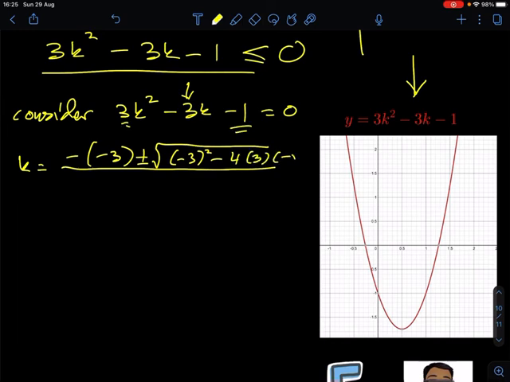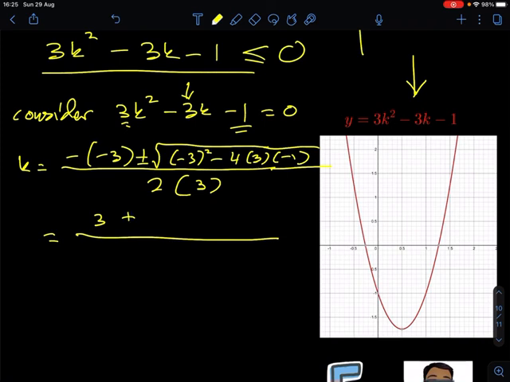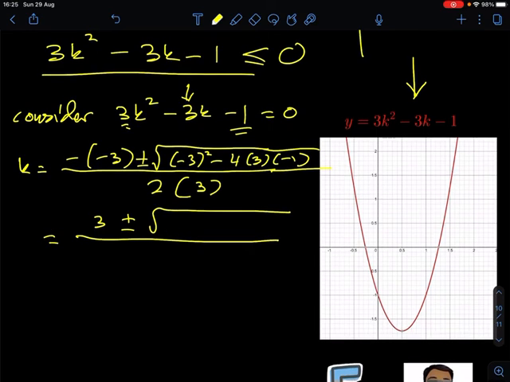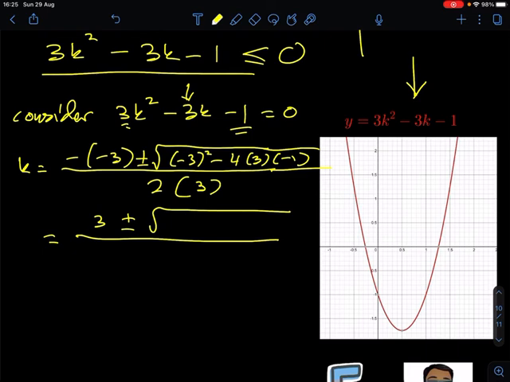Okay, expand further, so 2a, 2 times 3, that will give us positive 3 plus minus square root of negative 3 bracket squared, which gives you 9, minus negative becomes plus 12. So it is 21 positive. Negative 3 bracket squared is 9 plus 12, 21, over 2 times 3, which is 6. That's it.